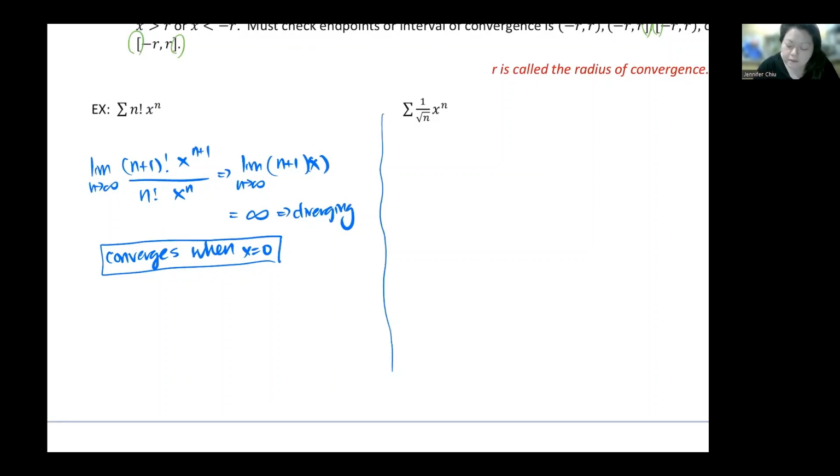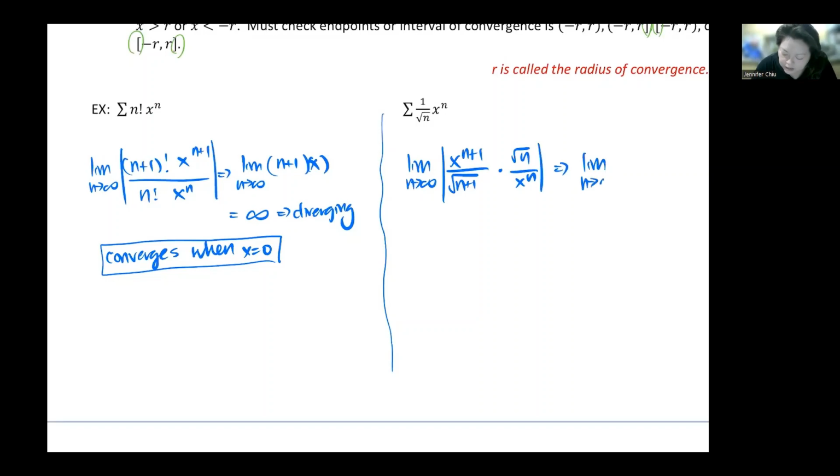Okay. All right. Next example, we have the series of 1 over root n times x to the n power. Okay. Ratio test. Limit as n approaches infinity, you have x to the n plus 1 over the square root of n plus 1, times the reciprocal of that, so root n over x to the n. Okay, don't forget absolute value because we don't know what x is. Oh, I forgot my absolute value here. Okay, no worries. Okay, clean this up.